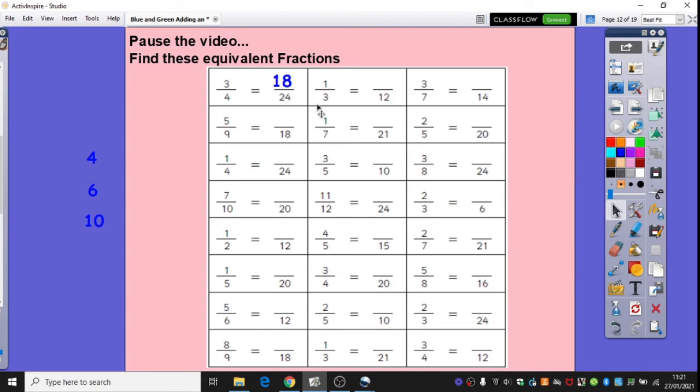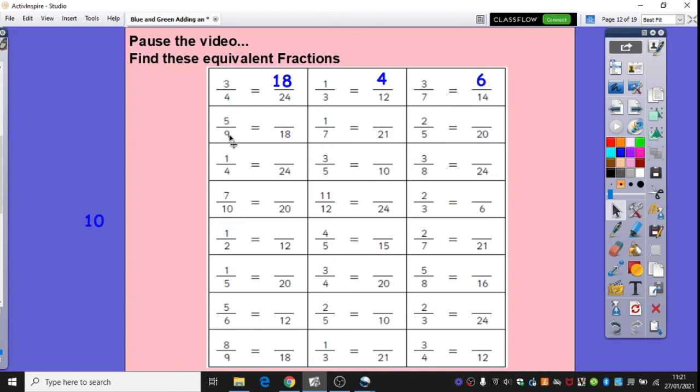1/3 is equal to 12ths. 3 multiplied by 4 is 12. Therefore 1 multiplied by 4 is 4. 3/7 is equal to something 14ths. 7 times what is 14? 7 times 2 is 14. So 3 times 2 is 6.